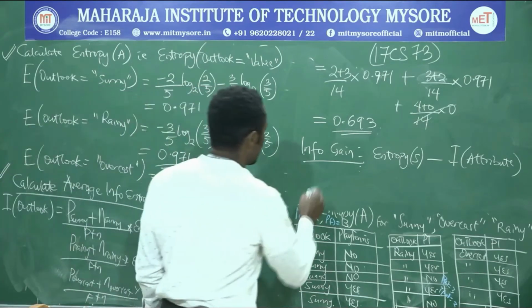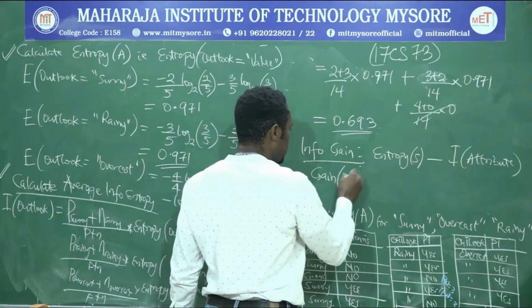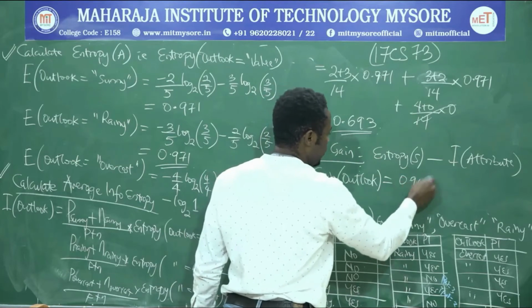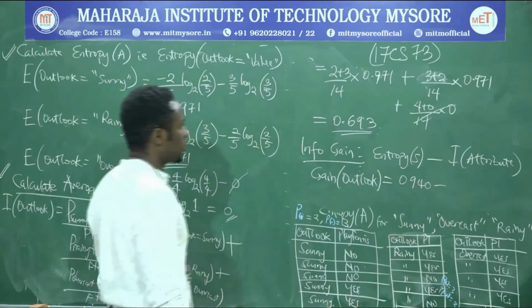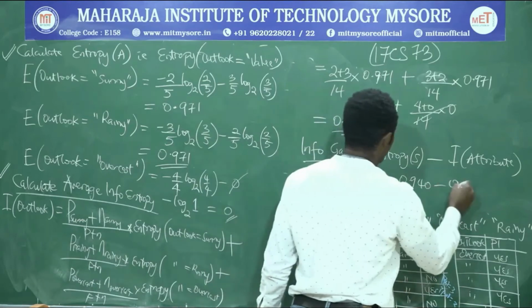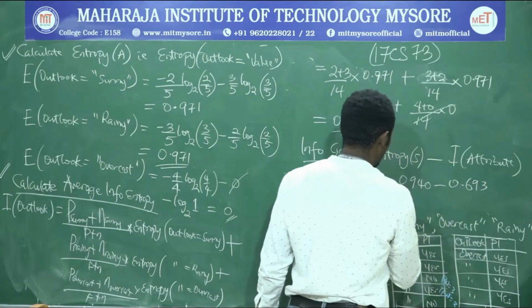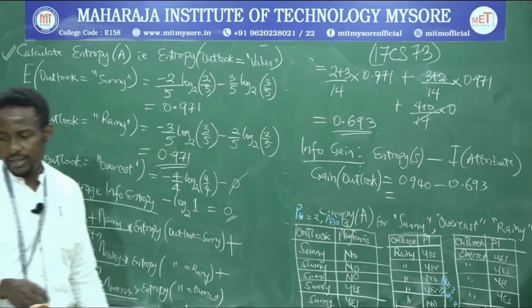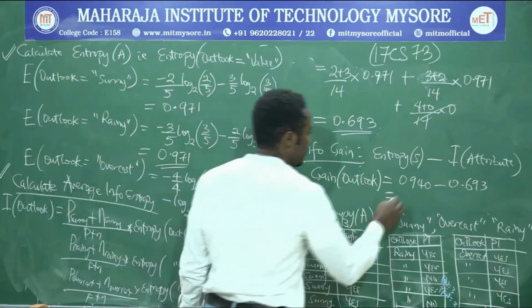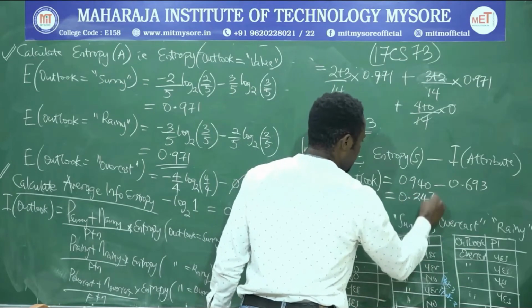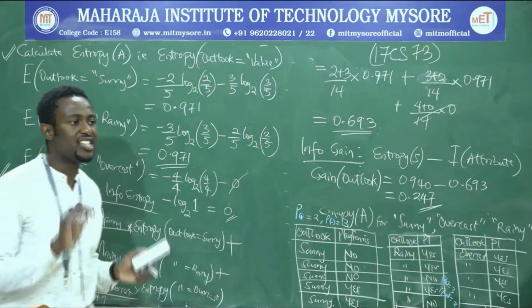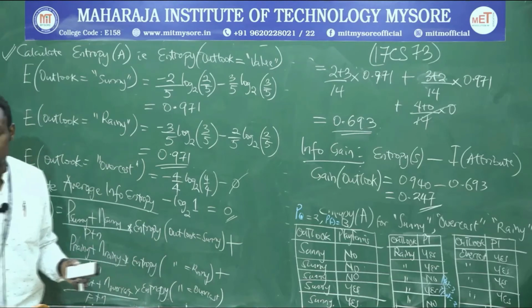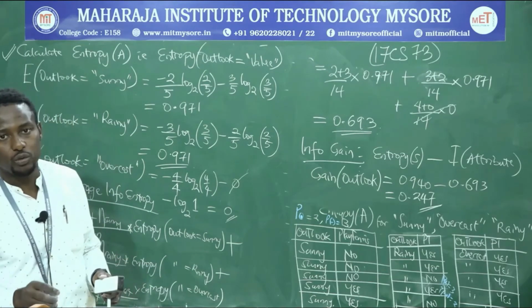0.940. So gain of outlook equals entropy of S, 0.940 minus the average information entropy, which is what? 0.693. Quickly, tell me what the answer is. So what do we get now? 0.247. But that's not over. This is just stage 1, or first step of the problem. We are done with what? Outlook, right? Attribute equals outlook.